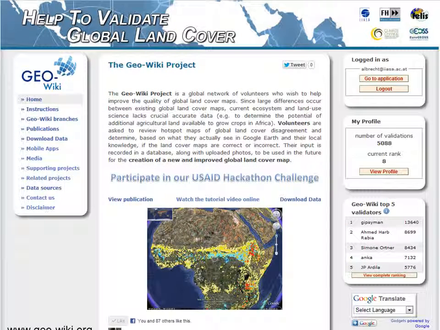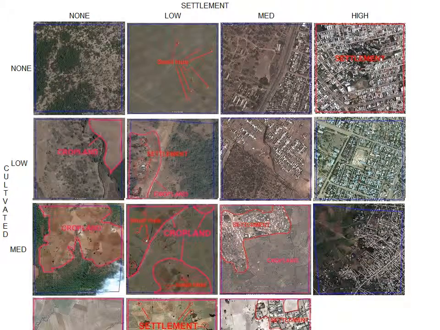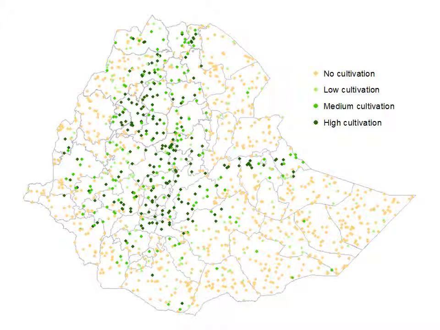As part of this challenge, we want you to help us map cropland using our Geo-Wiki crowdsourcing tool. We participated a month ago in the USAID Hackathon Challenge, where we asked people to map cropland in Ethiopia, but for a different reason, which was land grabbing. From Google Earth, it's easy to see if there are cultivated areas or settlements. This is an example from our online guidance to show what we mean by low, medium, and high levels of settlement and cultivation.